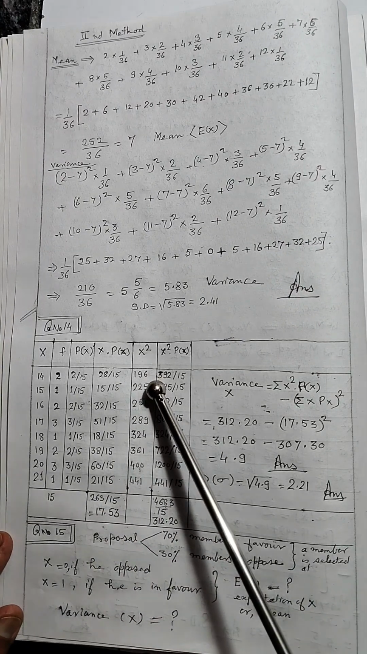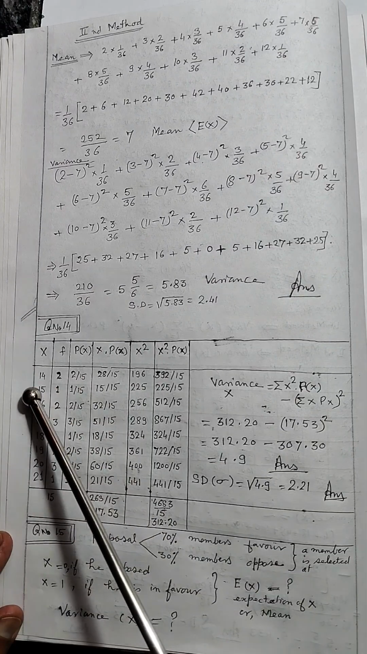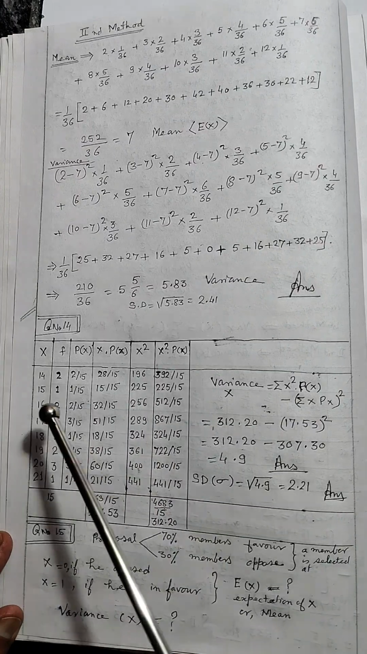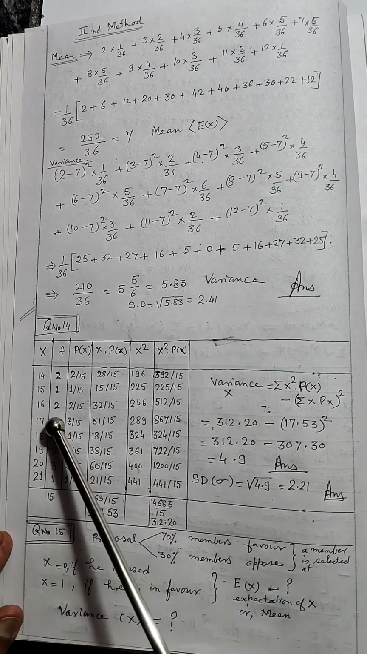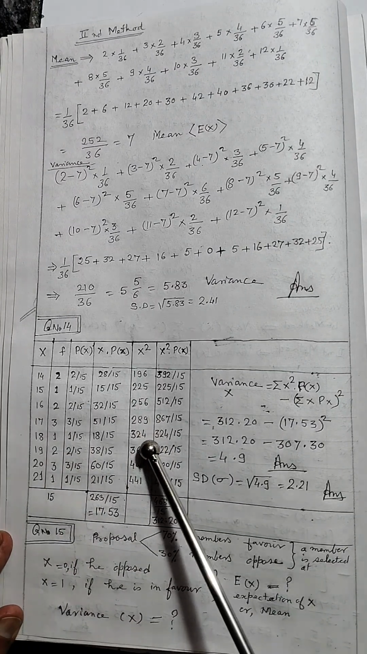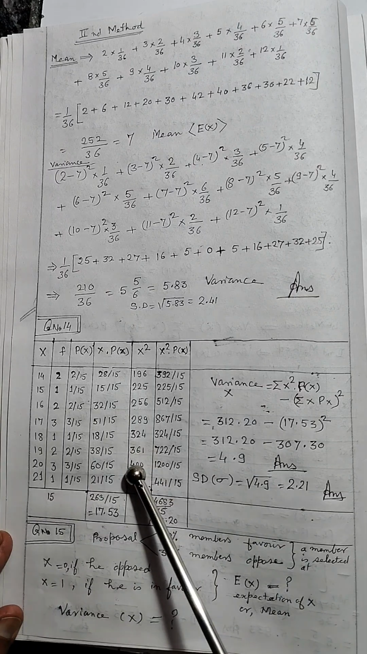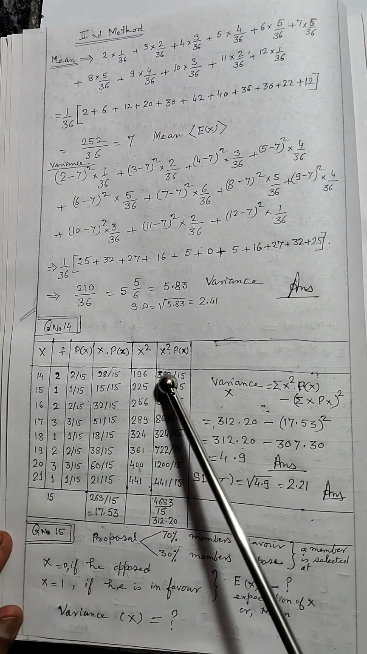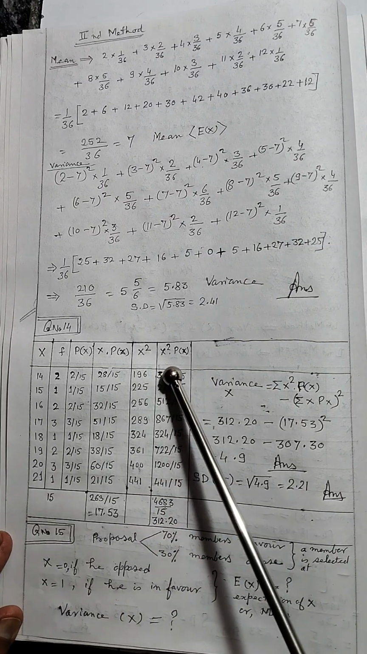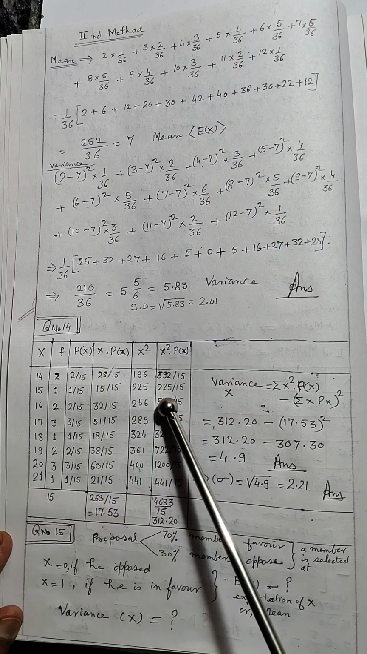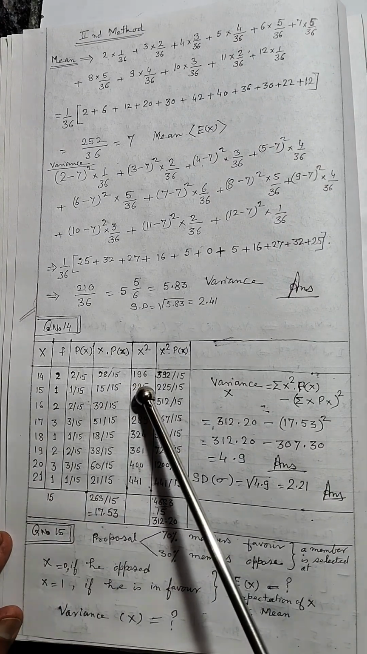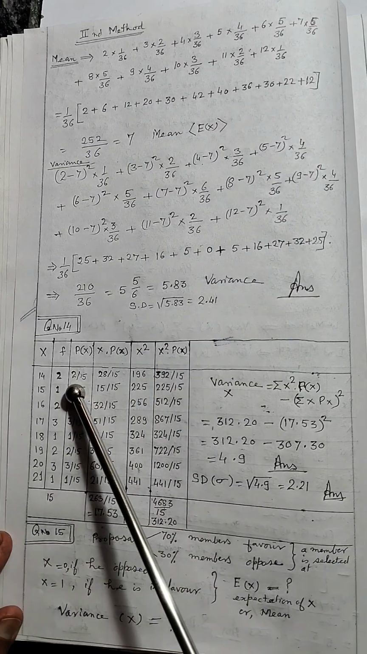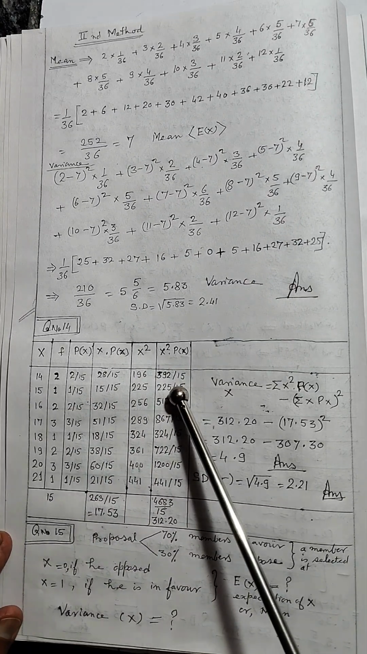Now X square means we make the square of 14, that will be equal to 196, 15 square 225, 16 square 256, 289, 324, 361, 400 and 441. Now X square into P(X): X square means this column, and P(X) means this column, which will be multiplied with this, and the result has been written here.